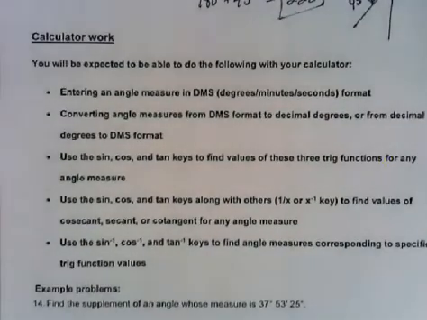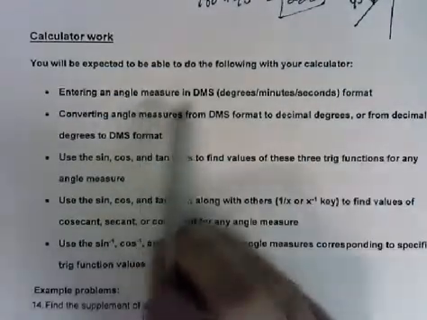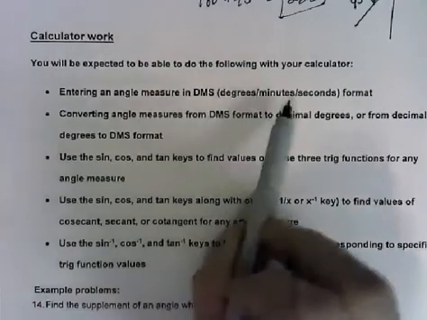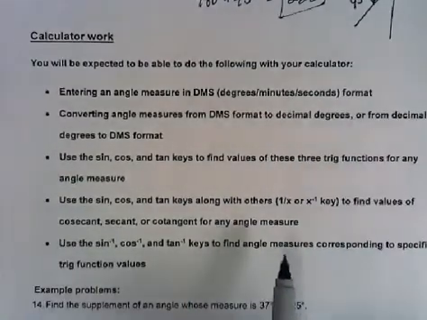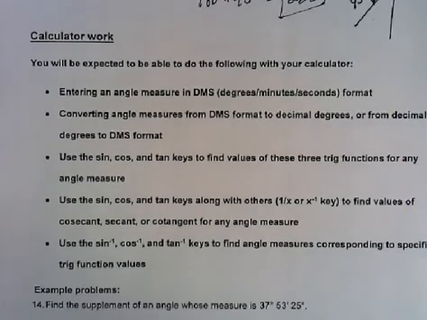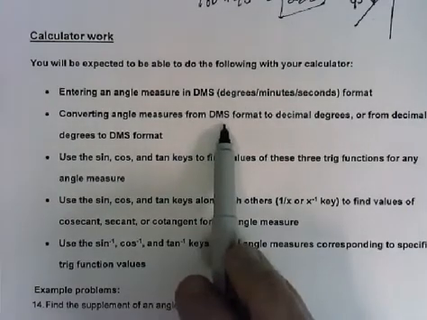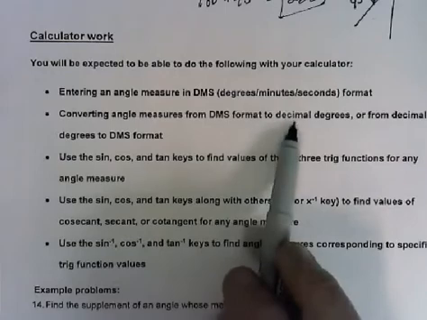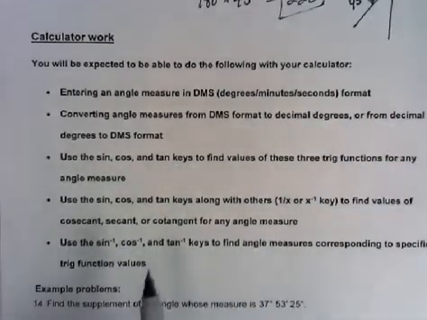The next thing I want to make sure that you understand is the things that you need to be able to do with your calculator for this test. So I came up with a list of things that you should be able to do with your calculator. One is to enter an angle measure in degrees, minutes, seconds format. We talked about how to get the degree symbol, the minute symbol, and the seconds symbol. How to convert from the DMS format to decimal degrees or vice versa.